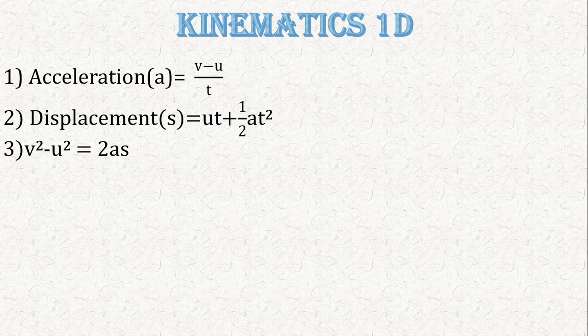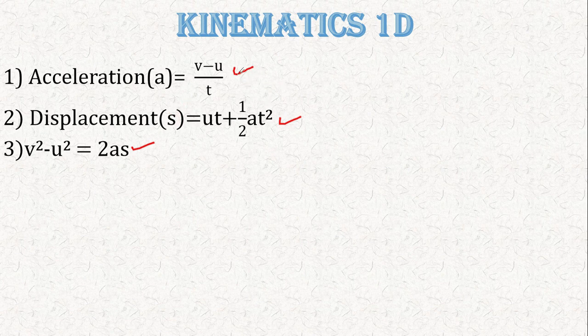Hi friends, today we are going to derive the formulas used in 1D kinematics. There are three main formulas to derive: acceleration, displacement and v square minus u square is equal to 2as. The third formula is needed because of the presence of t in both of the first two equations.